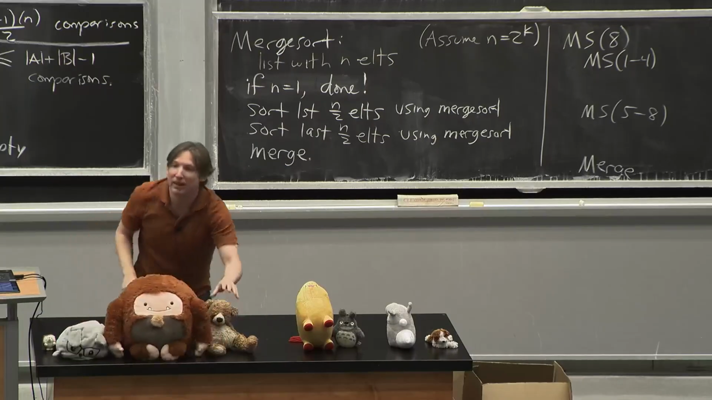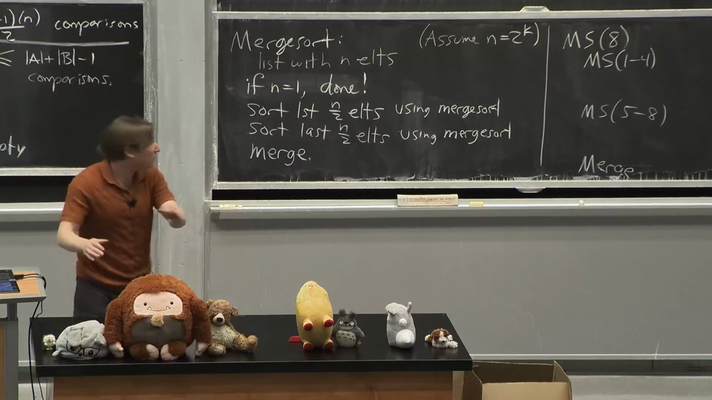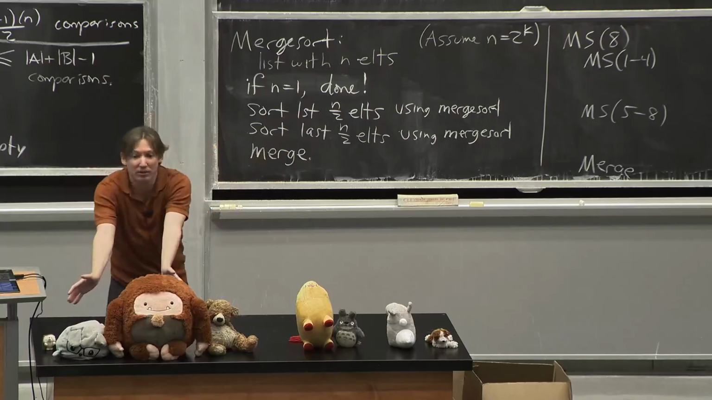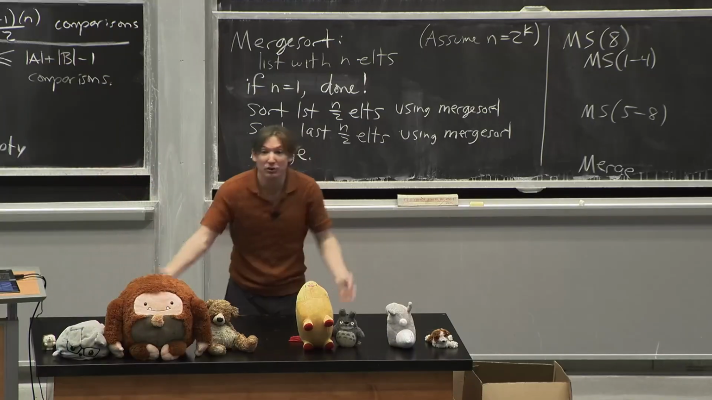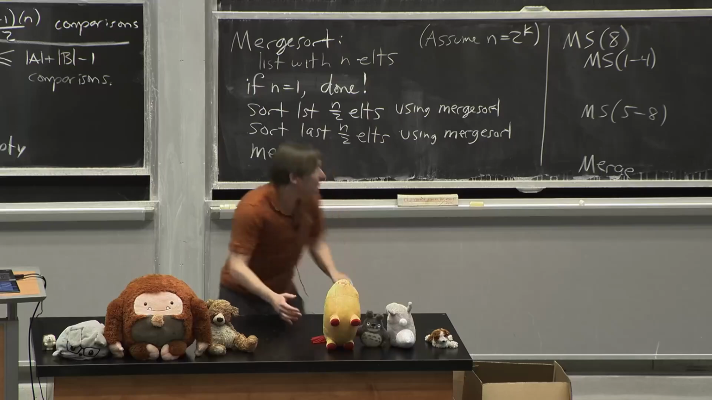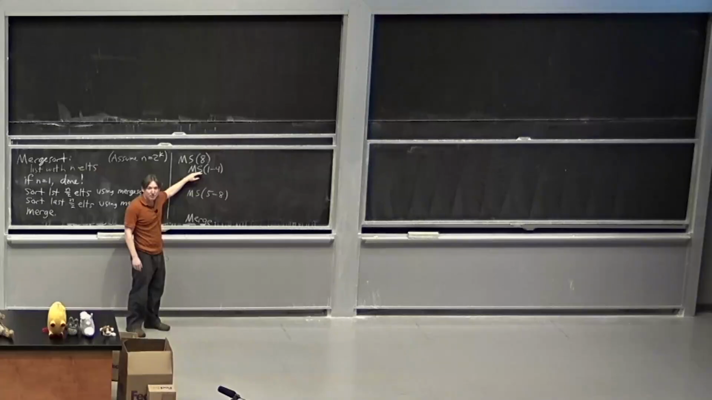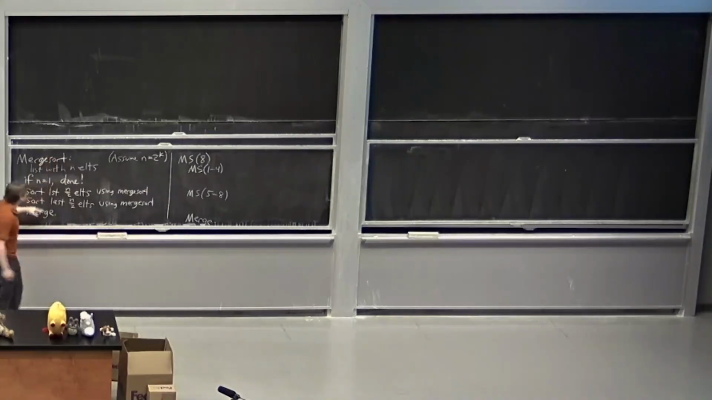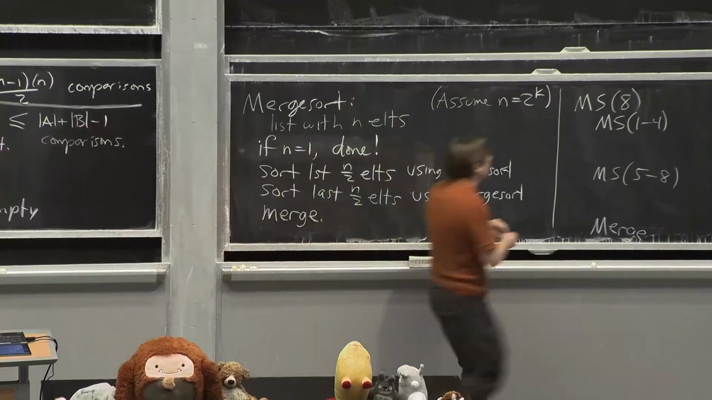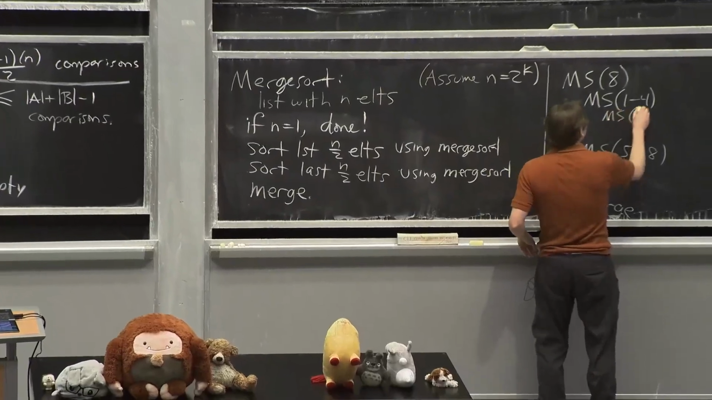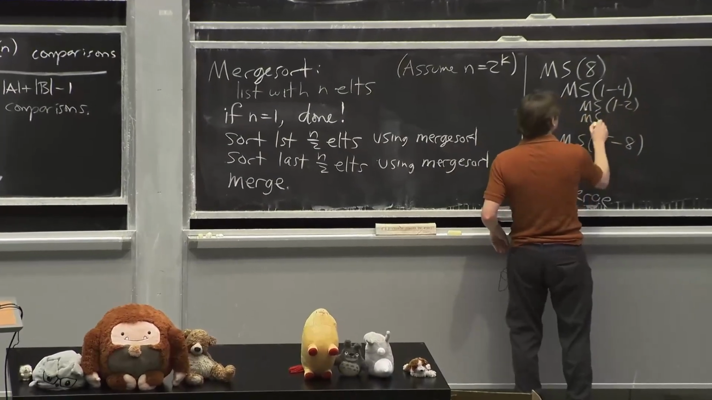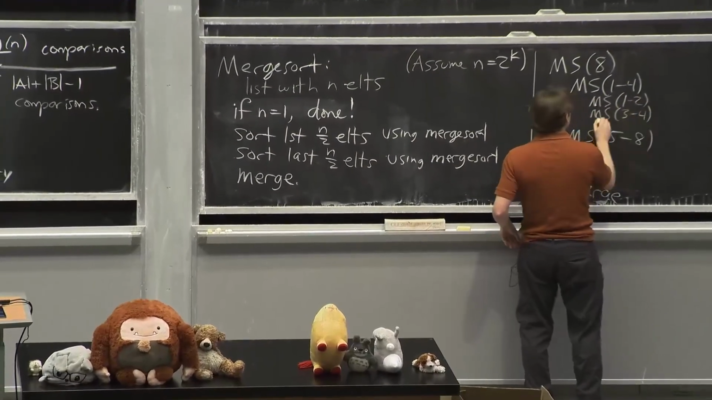OK, we'll pretend we did that. So it tells us to merge sort the first 4 elements, then merge sort the last 4 elements, then merge them together. OK, well, here we're merge sorting the first 4 elements. What does our algorithm tell us to do when we're merge sorting 4 elements? Well, it says merge sort elements 1 through 2, then merge sort elements 3 through 4, then merge them together.